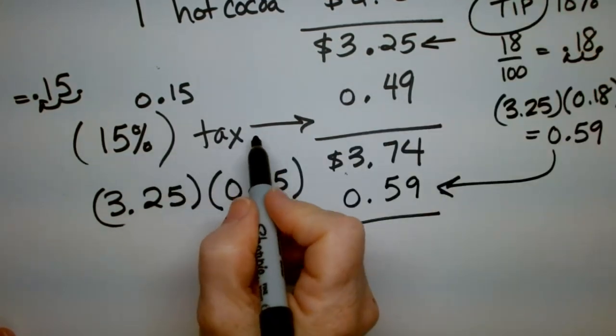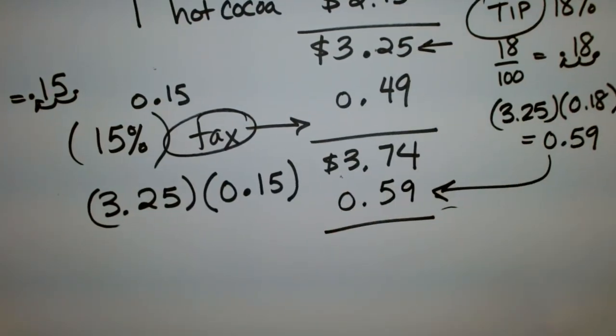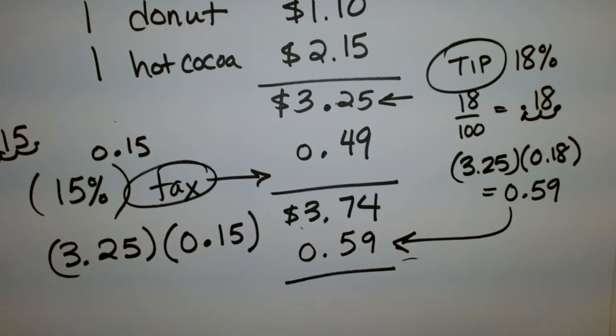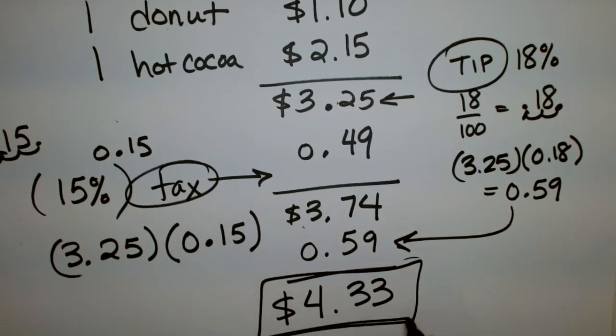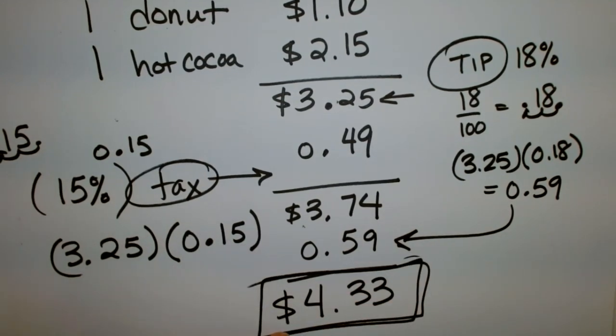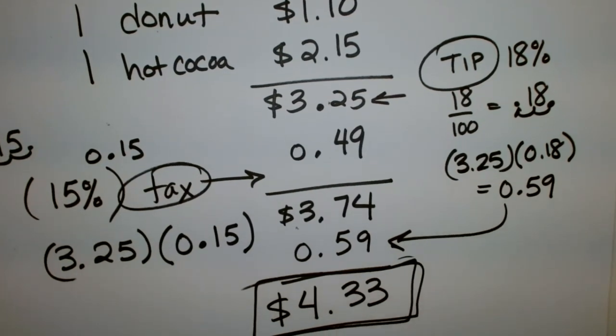So we had tax here and tip here, but remember the tip is based on the original. We don't tip on tax. And then you add these together. So I took you out for a donut and a hot cocoa, and I left a tip, paid my tax. My total bill, $4.33. All right, we good so far?